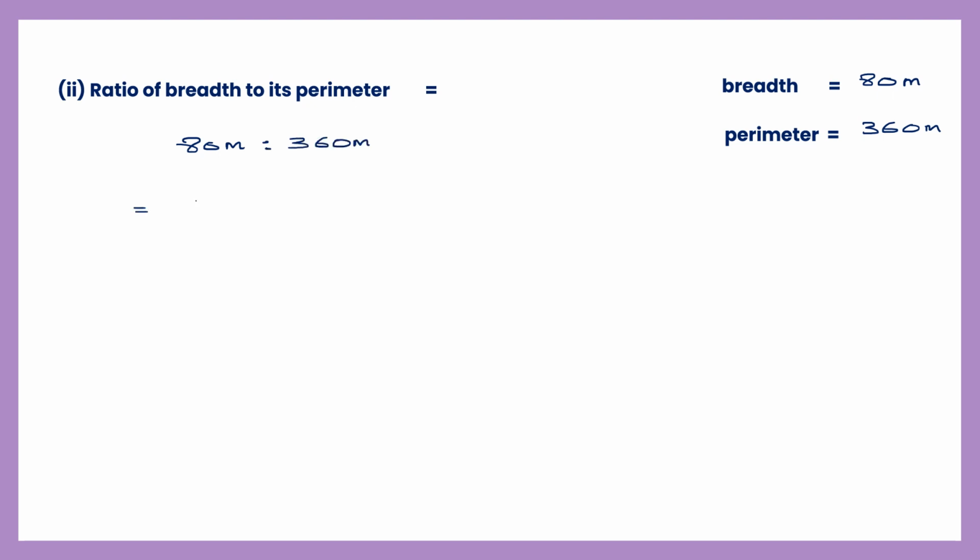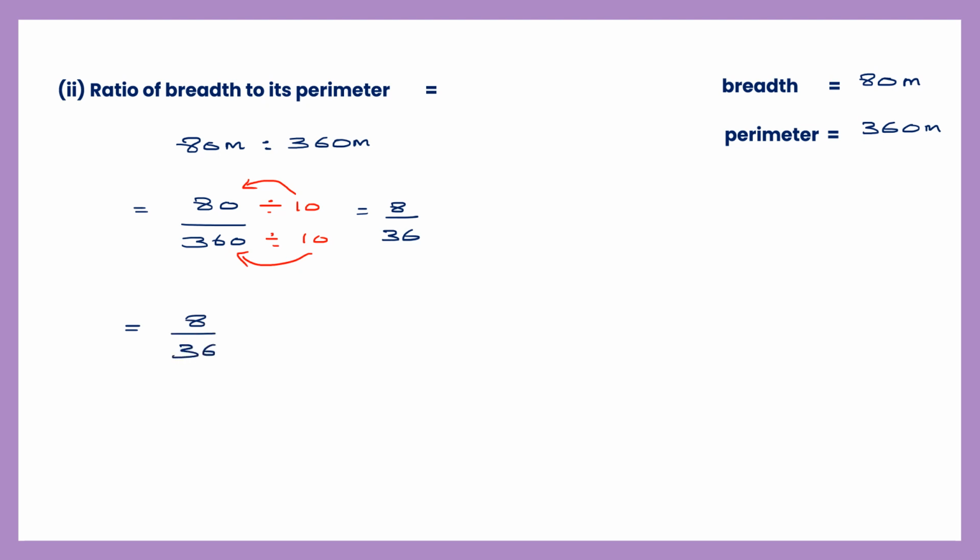Let's write this in the form of a fraction, 80 by 360. Okay, now here again we can divide both by a common factor, and let's use 10 as a common factor here. Now 10 into what is 80? 10 into 8 is 80. And 10 into what is 360? 10 into 36. So let's write 36 here. So now I have 8 by 36.